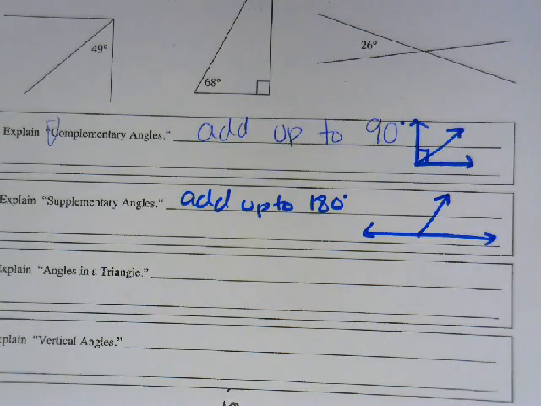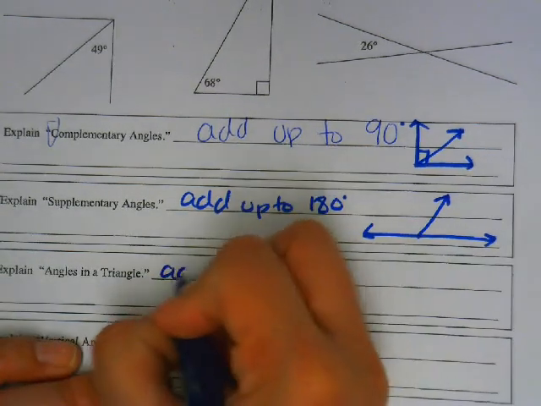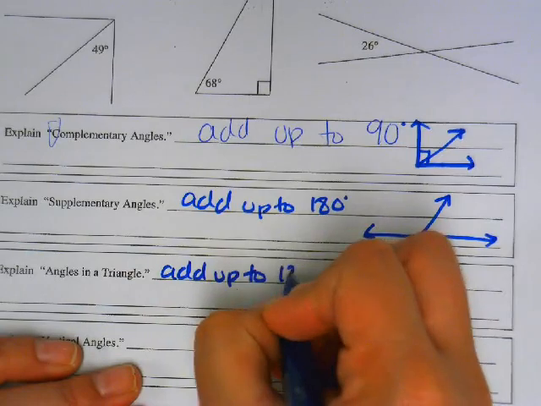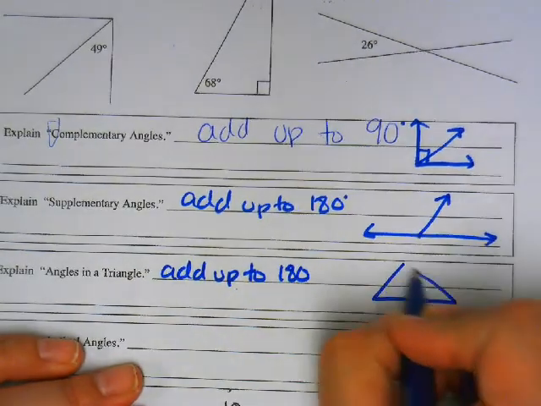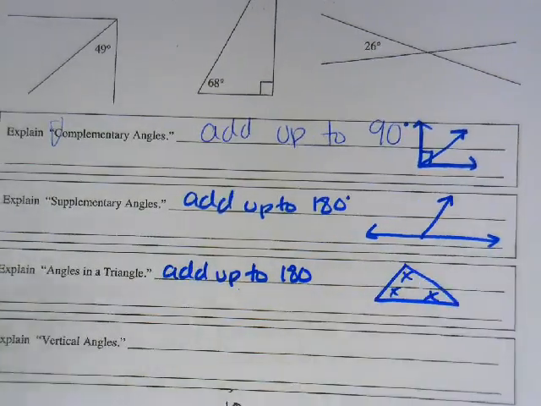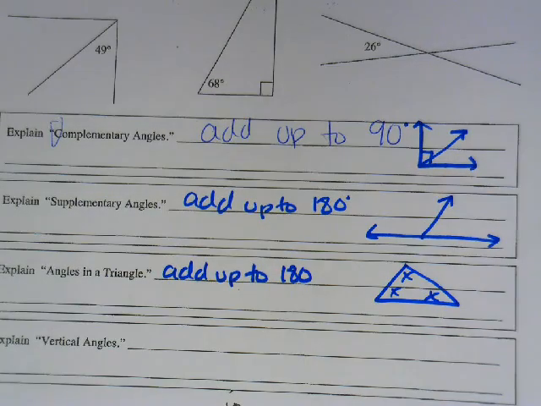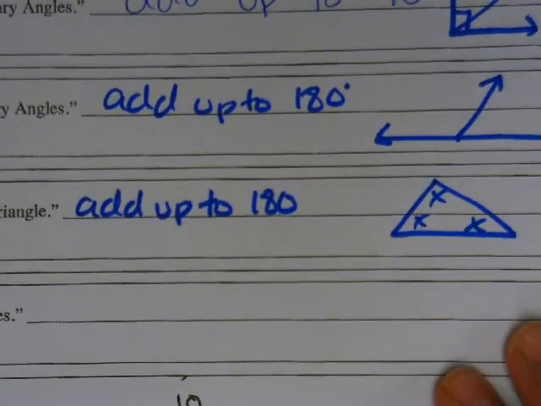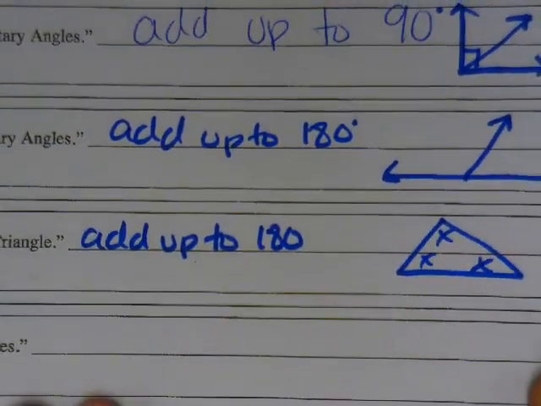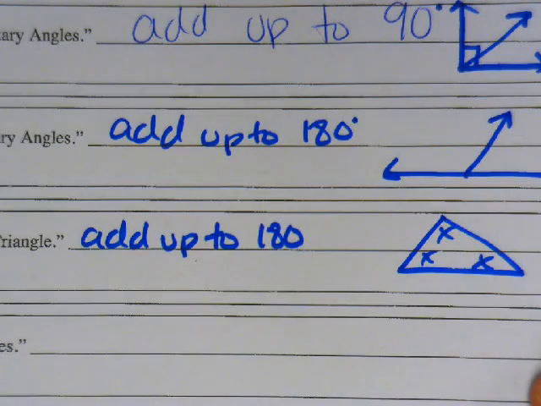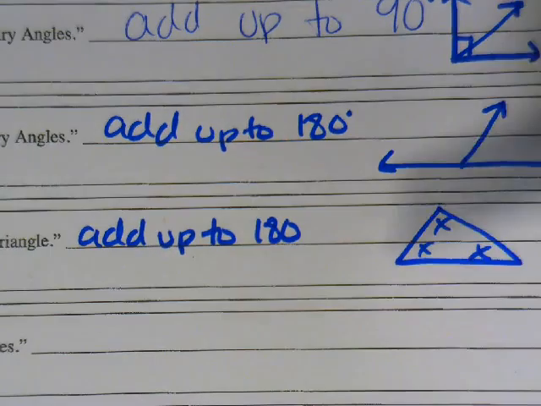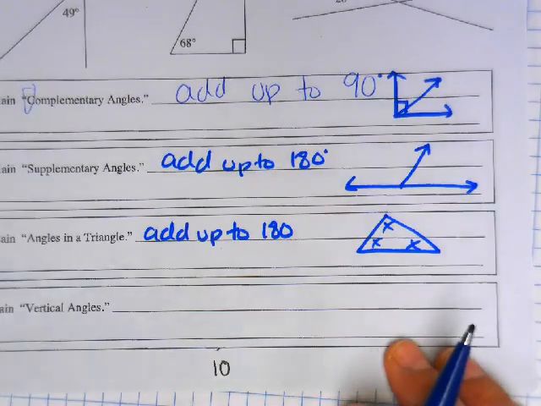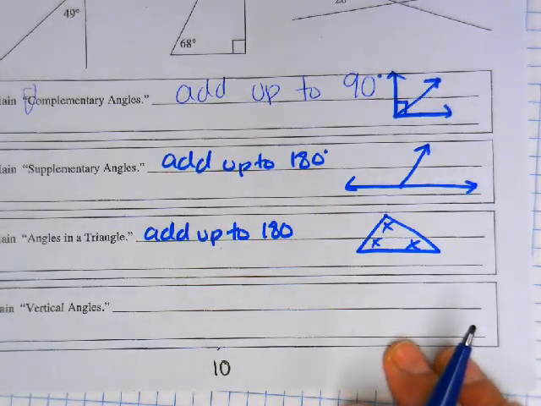All right, angles in a triangle. So what do triangles add up to? We just did a whole bunch of them. Good. They add up to 180. So a triangle, x, x, x, all add up to 180. Okay. The hardest one, because I don't think you really learned it, vertical angles. Vertical angles are opposite. One's on the top and one's on the bottom. One's on the left, one's on the right.